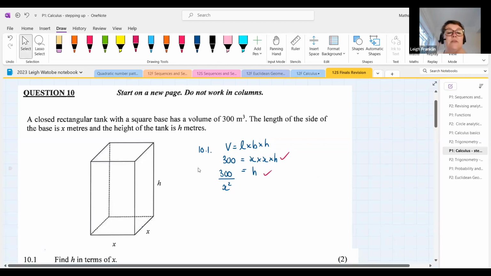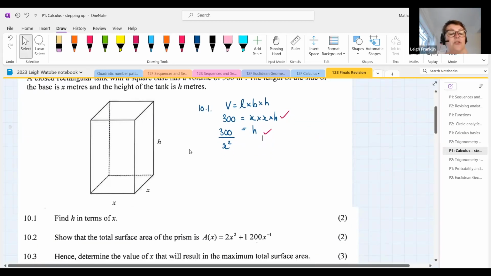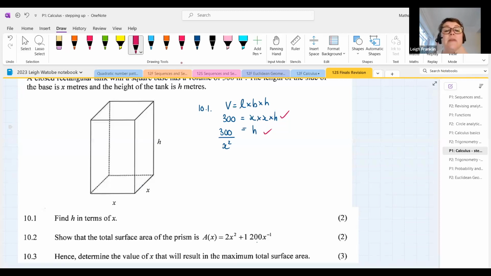Let's look at the next question. Now they've asked us to show that the total surface area of the prism is A of X equals 2X squared plus 1,200X to the minus 1. Should I maybe be quiet and let you guys try that on your own? Would that be better? Should I give you an opportunity rather than telling you what to do? Pinga says yes. So Pinga, I'll be quiet. You guys try question 10.2 and 10.3, and then I will reveal my answers as well, and we can mark it and discuss it.